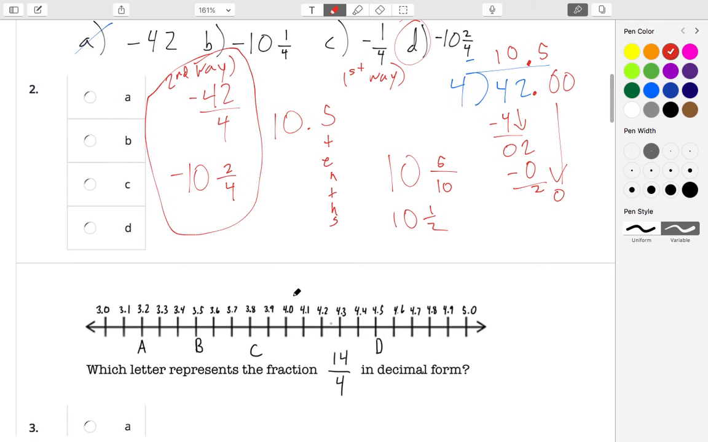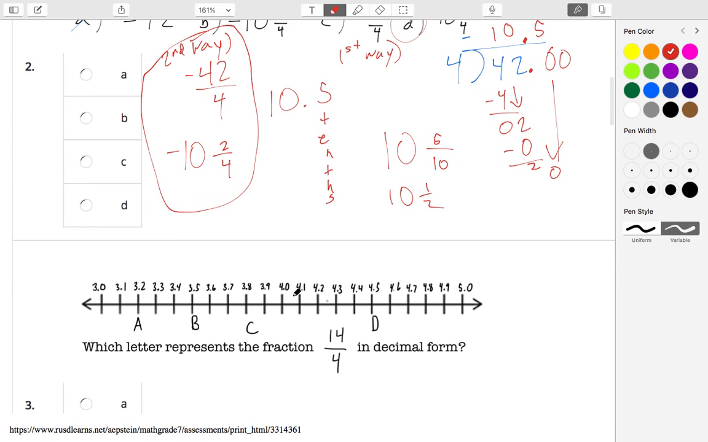Okay, number 3. Which letter represents the fraction 14 over 4 in a decimal? How do you do this? You got to divide. Very good. So we're going to put in and out to remember. What goes inside, guys? 14. What goes outside? 4.